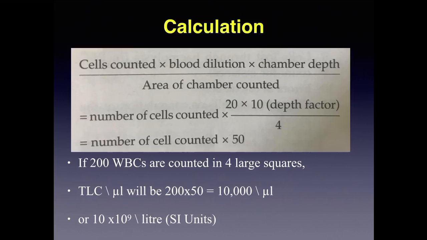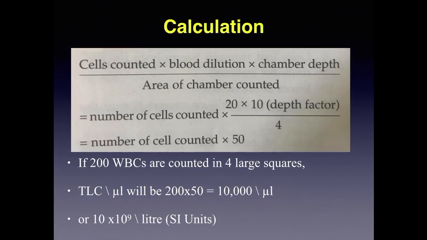Once you charge the chamber and count the number of cells, we need to calculate the total leukocyte count. Coming to the calculation, it is done by multiplying cells counted by blood dilution and the chamber depth, and dividing by the area of the chamber counted. The blood dilution factor is 20, the chamber depth is 10, and the area of the chamber counted is 4. So finally we get the equation: number of cells counted multiplied by 50.